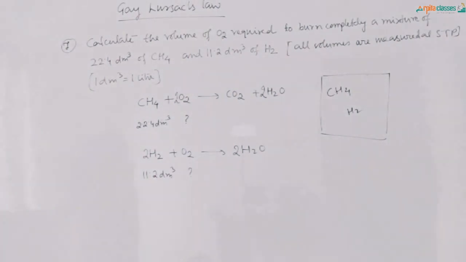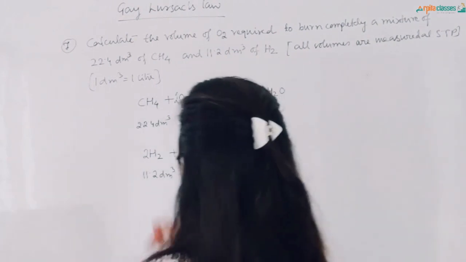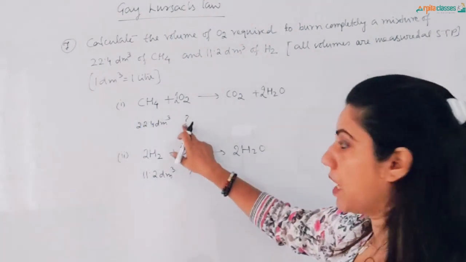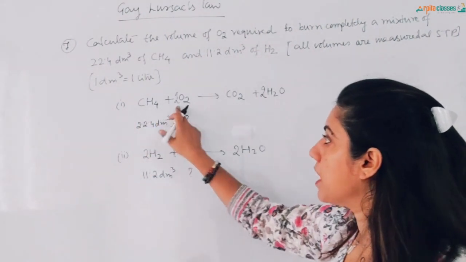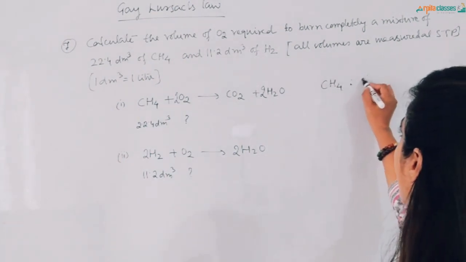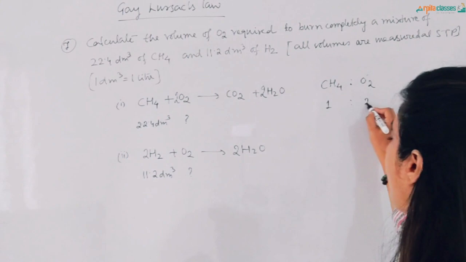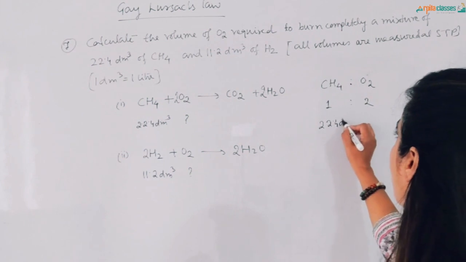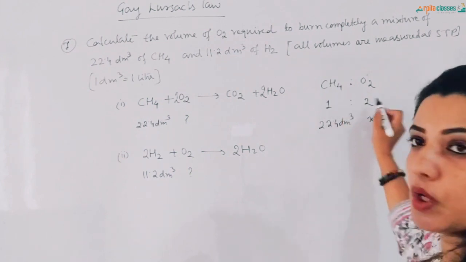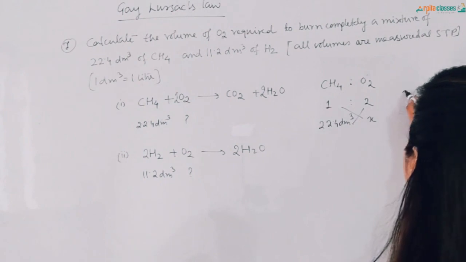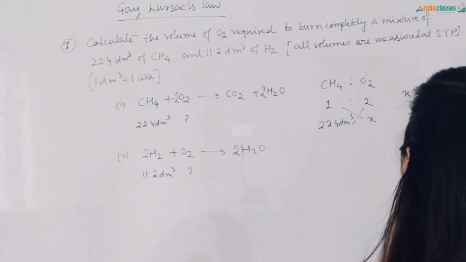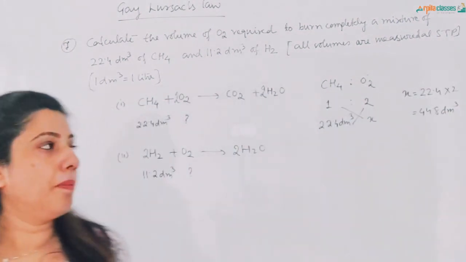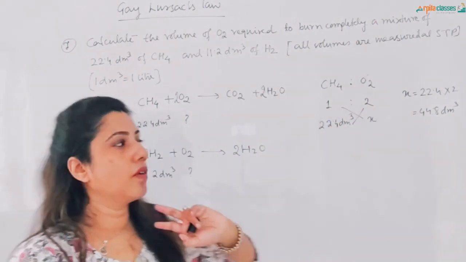Okay. So now let us do it from the first equation. Suppose this is my first equation and this is my second equation. From here, CH4 is given and oxygen is asked. So we will be taking the ratio between CH4 and oxygen. So CH4 is to oxygen is 1:2. 1 volume of CH4 requires 2 volumes of oxygen over here. So if this is 22.4 dm³, how much will be the value of oxygen? Cross multiply. So once we cross multiply, we get x is equal to 22.4 into 2, that is 44.8 dm³. So from the first equation, for completely burning of CH4, oxygen required is 44.8.